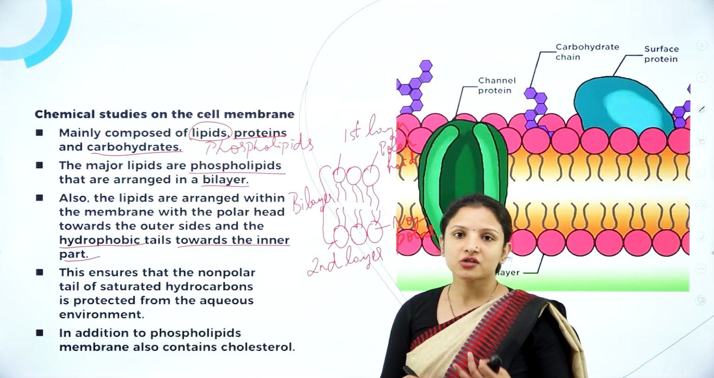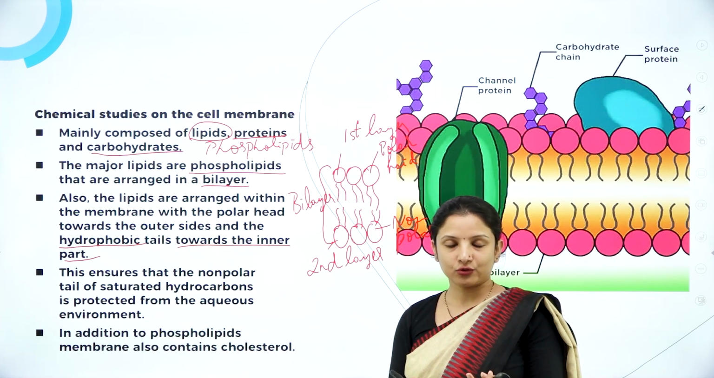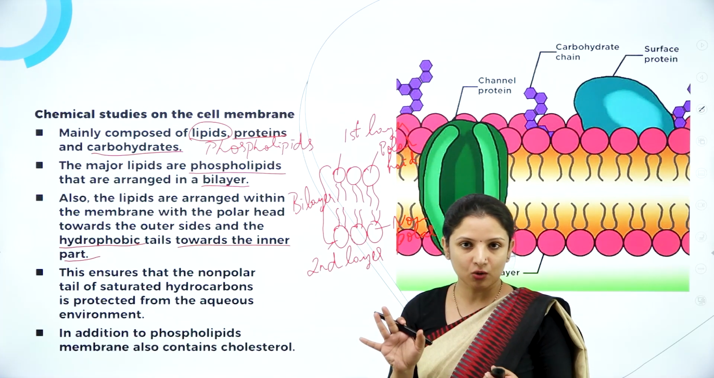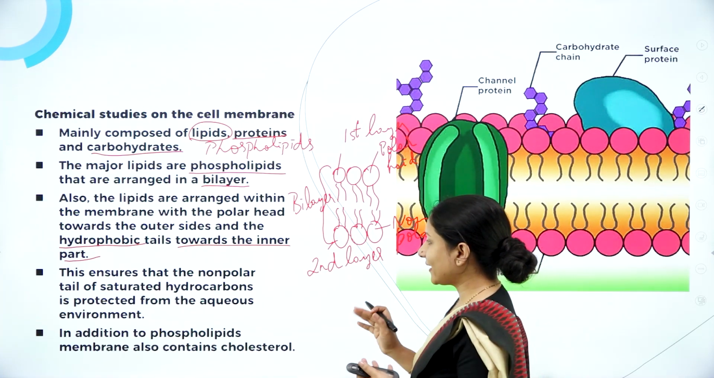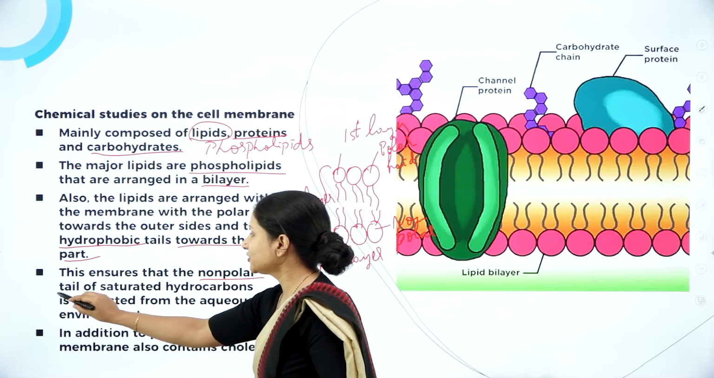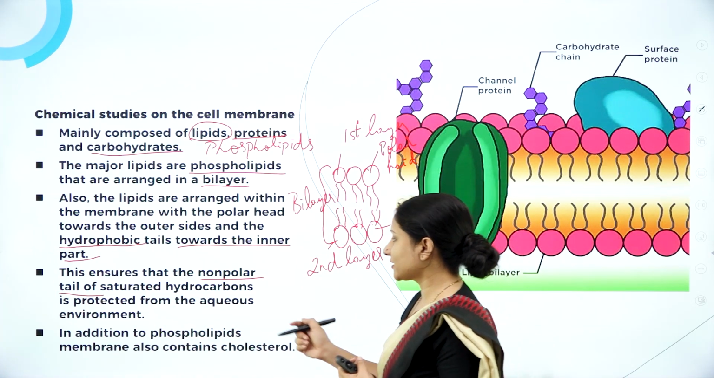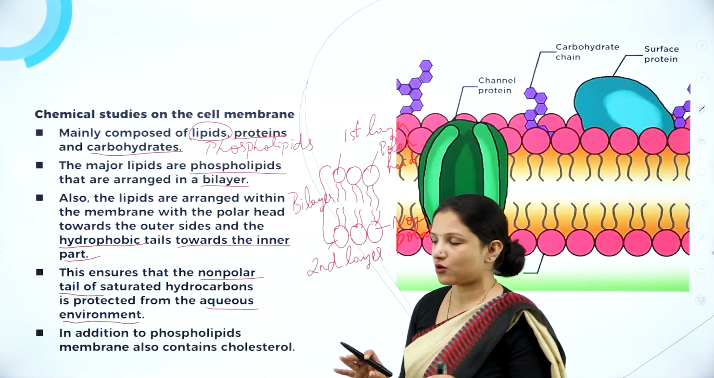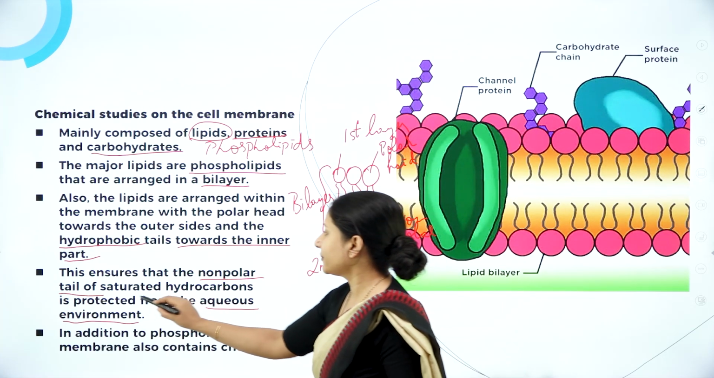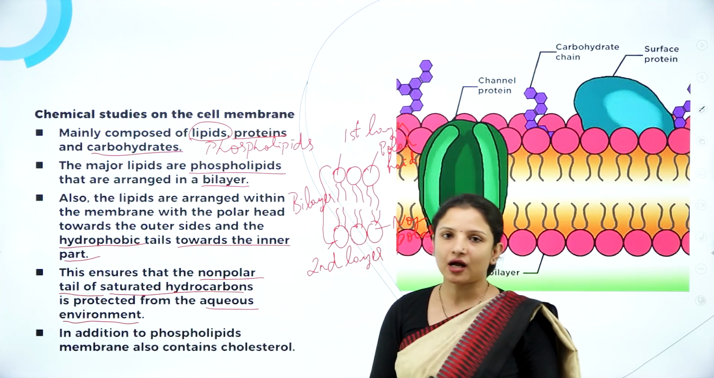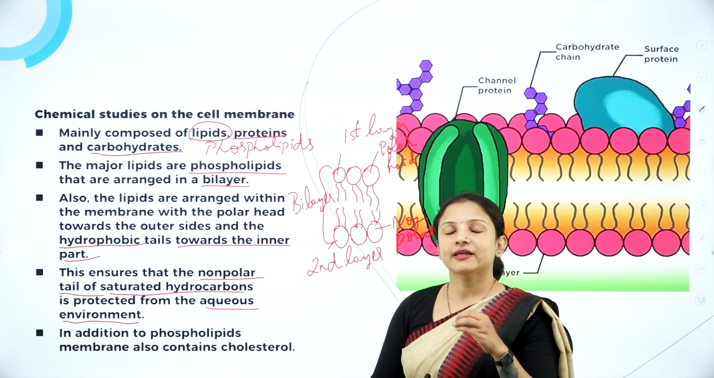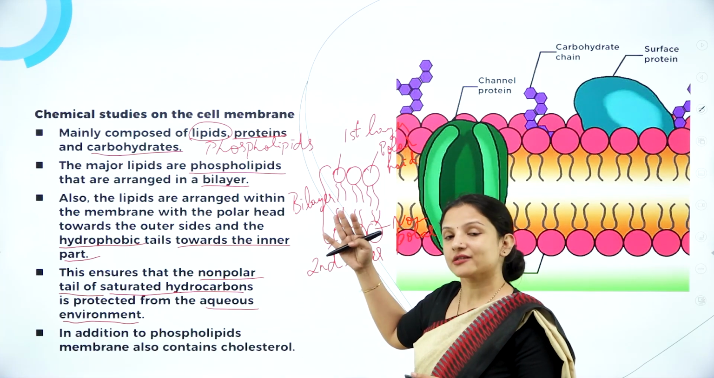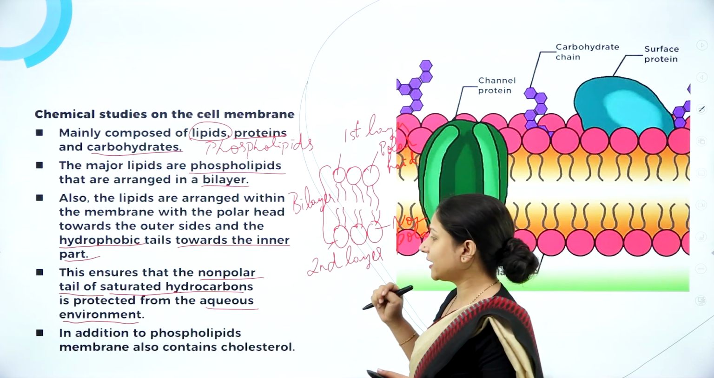Why are they arranged towards the inner part of the cell? As I told you, the tails of the lipid are non-polar. They do not love water. They are hydrophobic, and that is why the non-polar tail should always be protected from the aqueous environment. These non-polar tails are made up of saturated hydrocarbons, which have a repulsion towards water, and hence they should be placed and protected towards the inside of the membrane. So that is the reason.